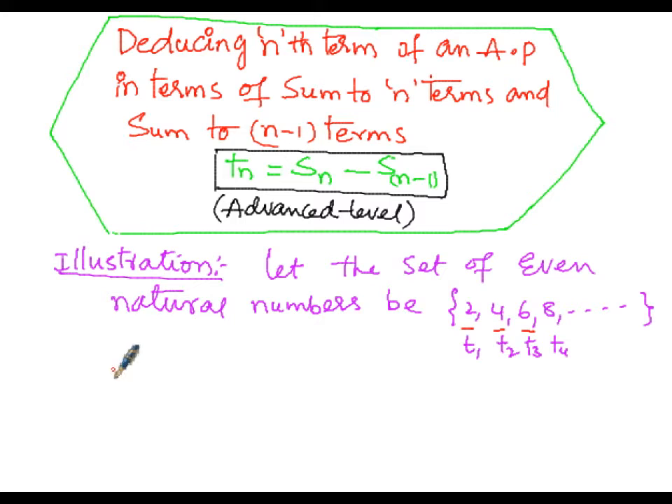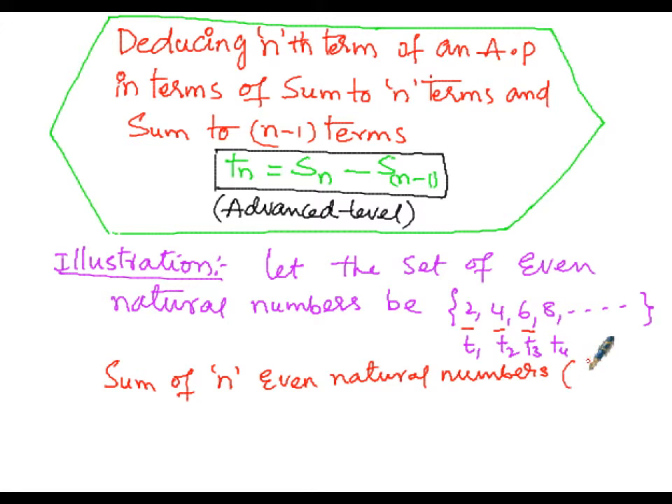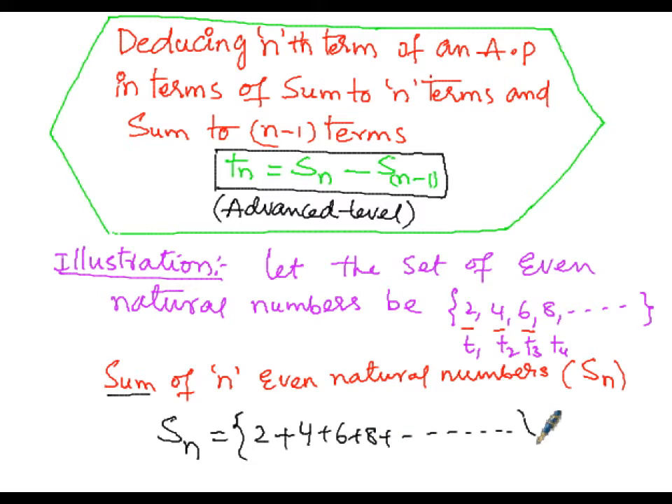And the sum of n even natural numbers we are denoting by S of n. So S of n, the sum of n even natural numbers, is given by the first even natural number 2, but we have to find the sum, so we have to add the remaining also. So 2 plus 4 plus 6 plus 8 plus and so on, which gives us the sum of the even natural numbers set.